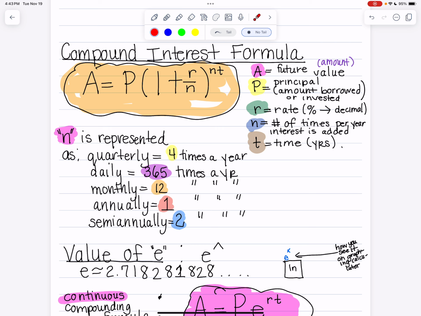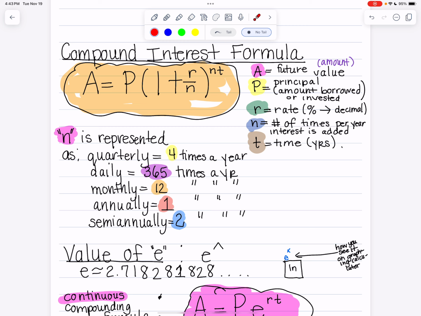But rate is given as a percent, and then you have to change it to a decimal when you plug it in the problem. And n is how many times a year interest is added to your account? How many times during that one whole year will interest be added to your account? And t represents time. And time must be in years.